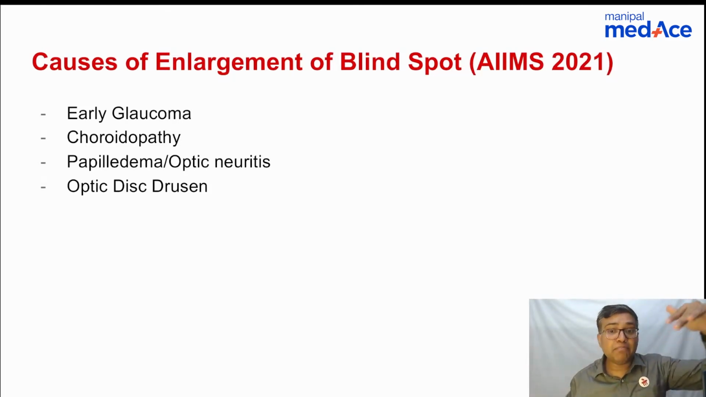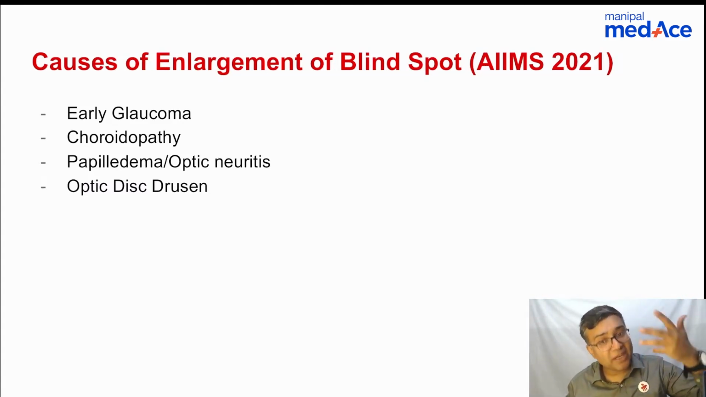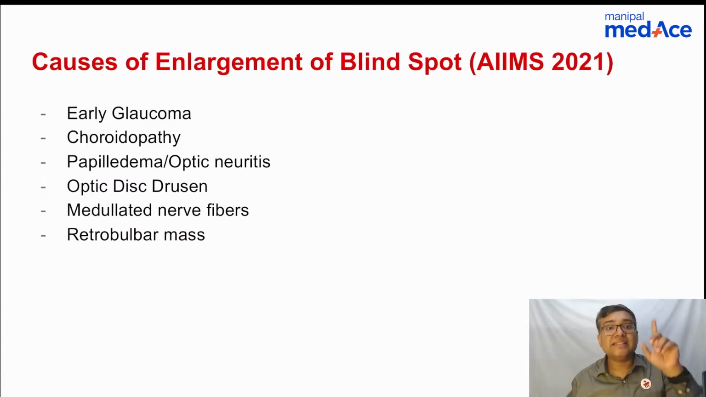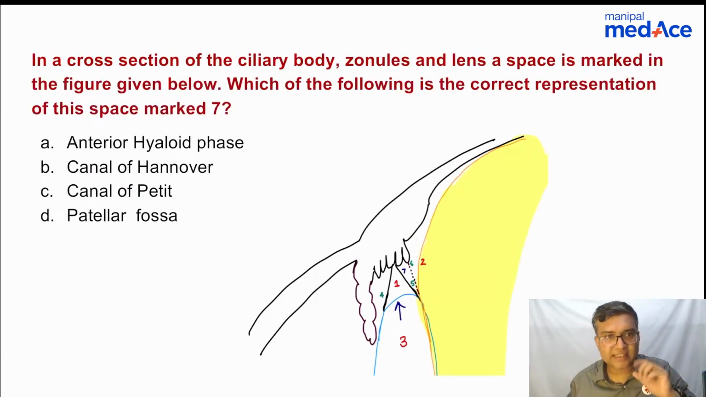Remember, the myelin sheath is basically not there in the nerve fibers of the retina, but if there are small patches with myelin sheath present there, that is called medullated nerve fibers. And if there is a tumor posteriorly, a retrobulbar mass, that can also cause enlargement of blind spot. So these are the various differential diagnoses of enlargement of blind spot. It can be seen in glaucoma, but it can be seen in other disorders as well.